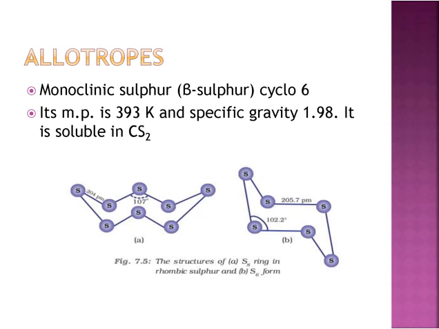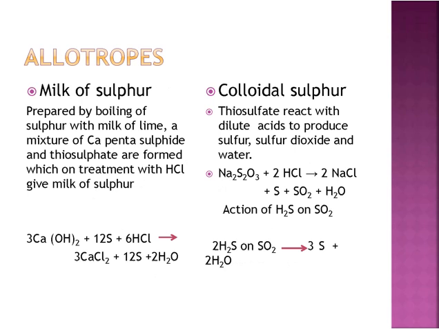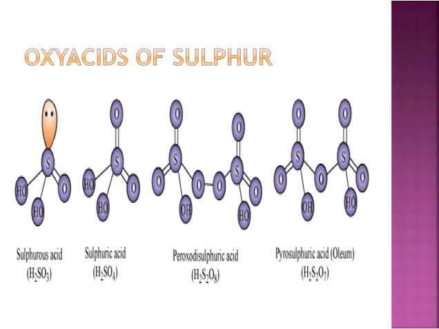Monoclinic sulfur. You can see the structure of these allotropes. These are few reactions of sulfur. Oxyacids of sulfur.